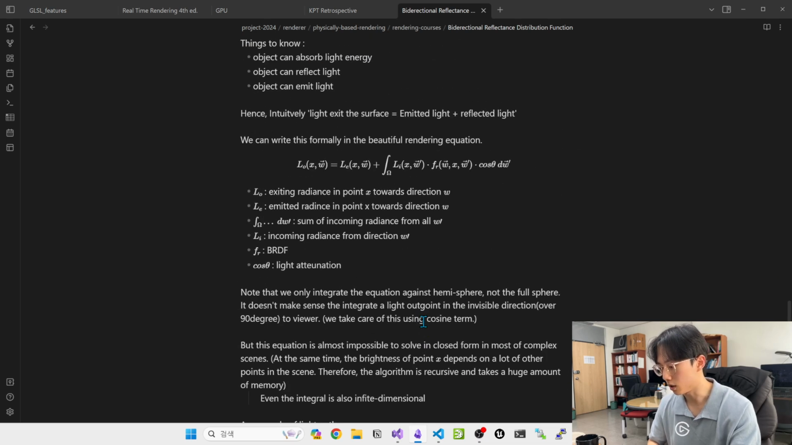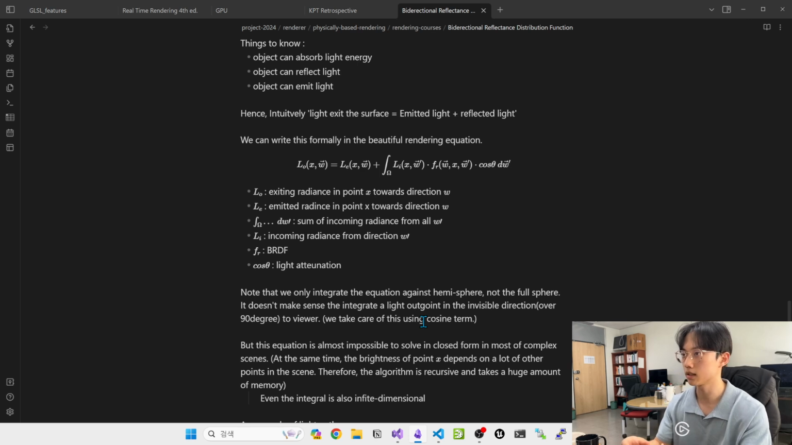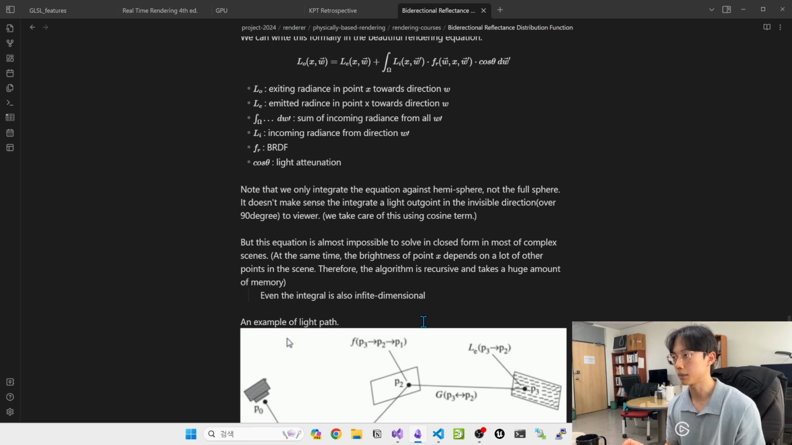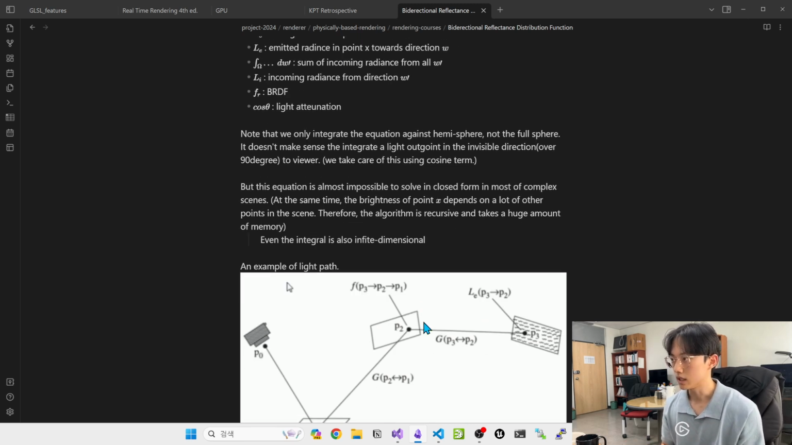But this equation is almost impossible to solve in closed form, because when the scene gets complex, the dimension of this integral goes to infinity. The ray tracing algorithm is basically a recursive algorithm, where a specific point x depends on all of the other points in the light path, and we have a lot of light paths in our scene. So this is practically impossible to solve in closed form.